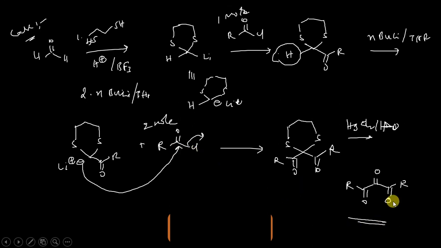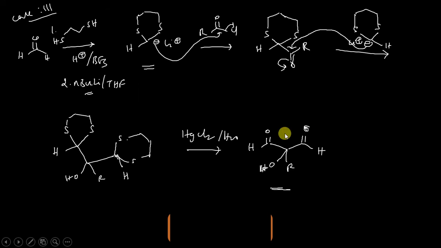This is one more case. In the other case, this monoacylated 1,3-dithiane, which is obtained from lithiated 1,3-dithiane with the acid halide, reacts with another mole of lithiated 1,3-dithiane, which undergoes nucleophilic addition reaction, which gives you carbinol as a product after hydrolysis.